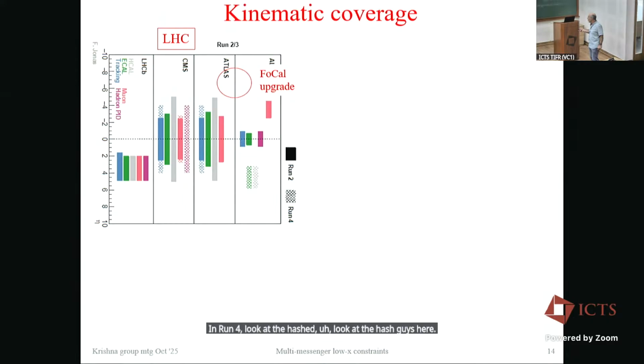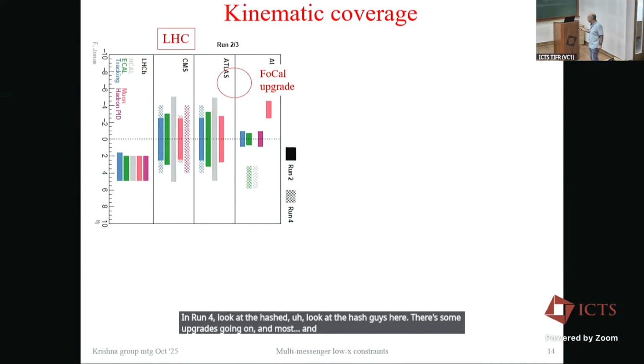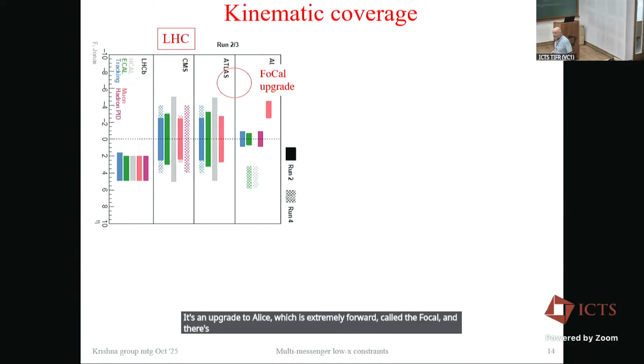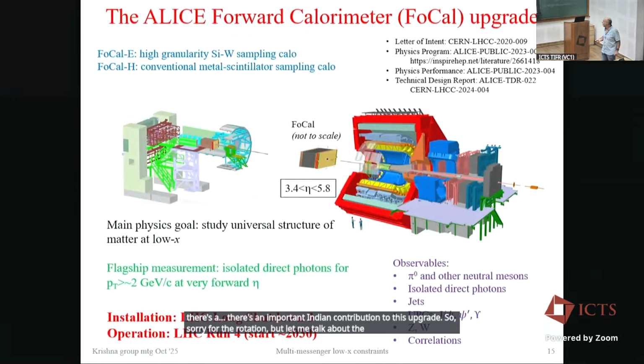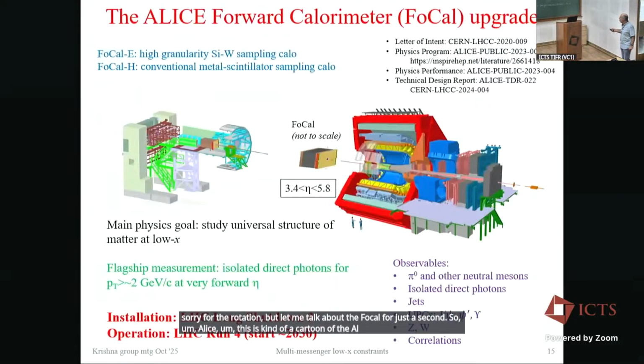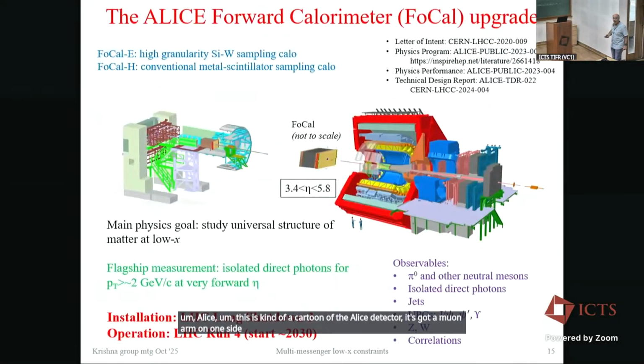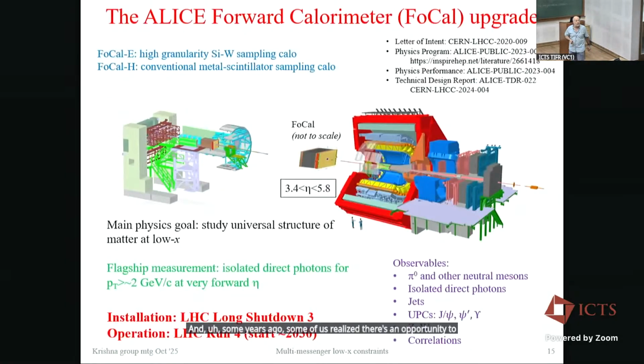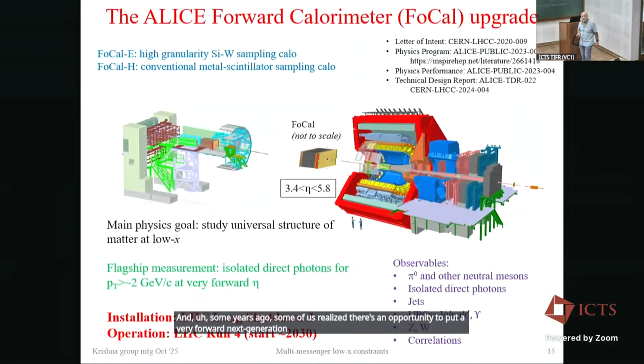There are some upgrades going on, and very significantly, I'll talk about this for a second, is an upgrade to ALICE, which is extremely forward, called the FoCal, and there's an important Indian contribution to this upgrade. So sorry for the rotation, but let me talk about the FoCal. This is kind of a cartoon of the ALICE detector. It's got a muon arm on one side and is currently open on the other, so there's an opportunity. Some years ago, some of us realized there's an opportunity to put a very forward next generation calorimeter to do extremely low x physics.